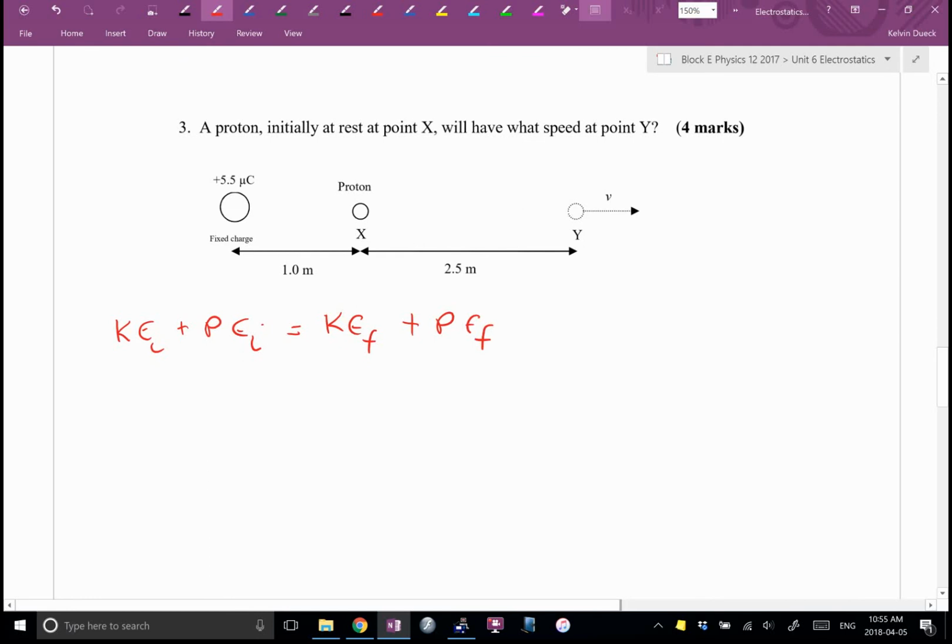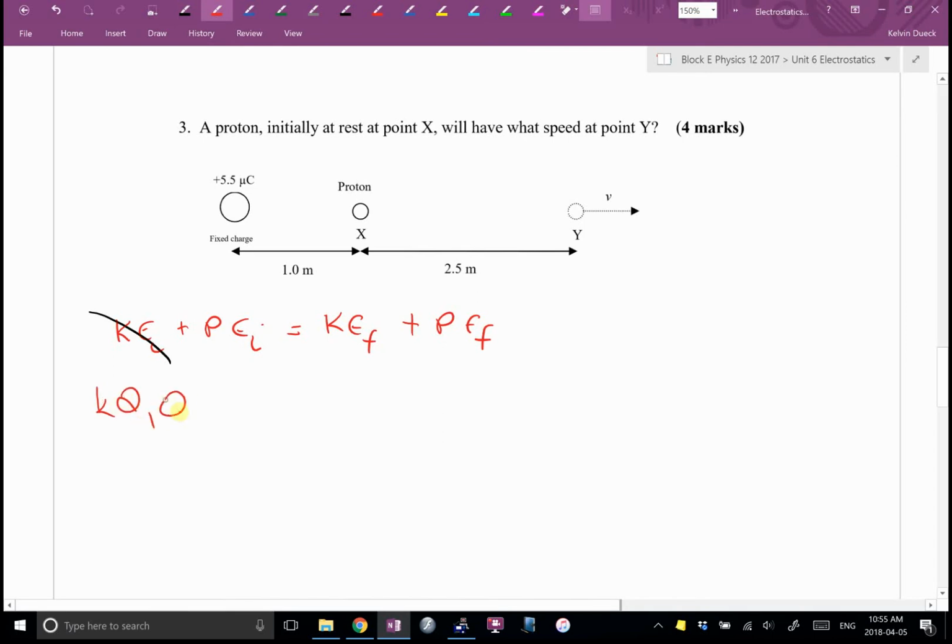Are any of these 0? It does say that we start out at rest. Are we ever out at infinity? If I wanted to make this question easier, I could have asked how fast it will be going when it reaches infinity. But I didn't.